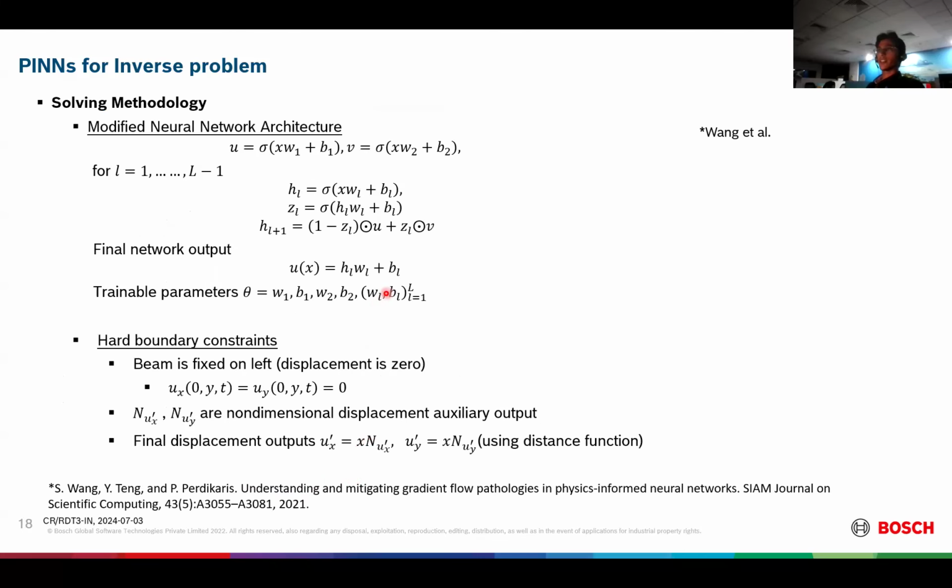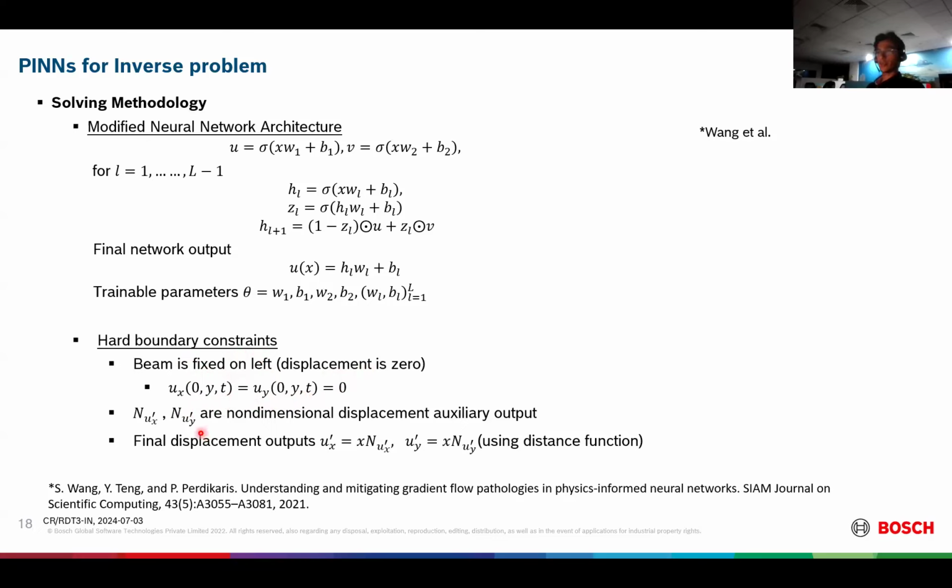And additionally we use a concept called modified neural network architecture in our model. We have seen that it enhances our results, and we can find more details in this paper. Additionally, we also use hard boundary constraints because we know that our beam is fixed on the left-hand side, so the displacement is going to be zero there, which is given by this at any location y and any time t.